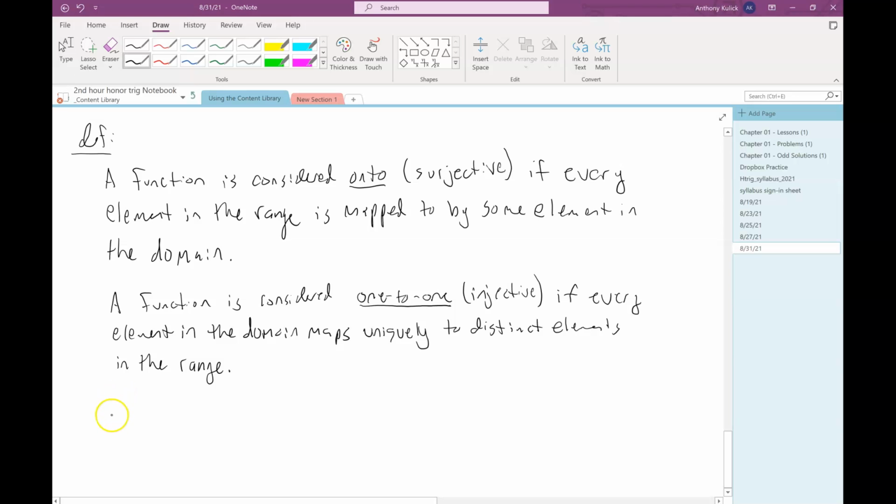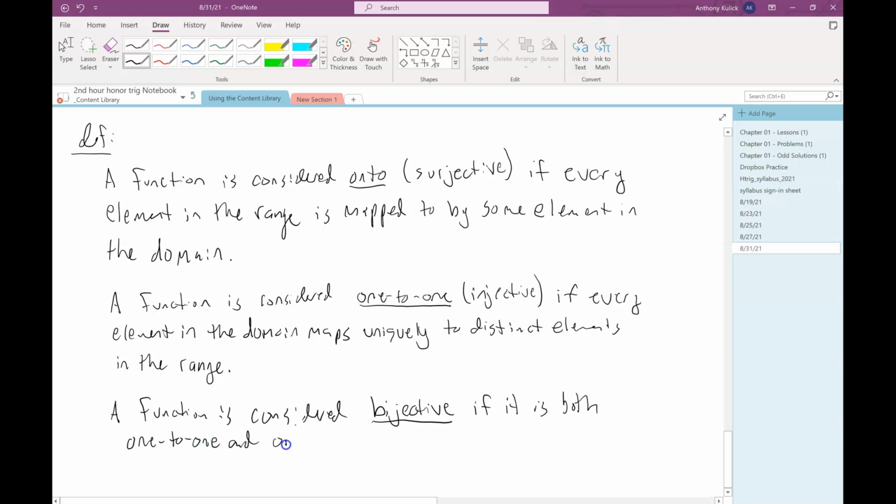and then lastly, we say a function is considered bijective if it is both 1-to-1 and onto.